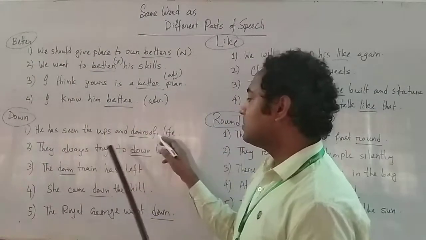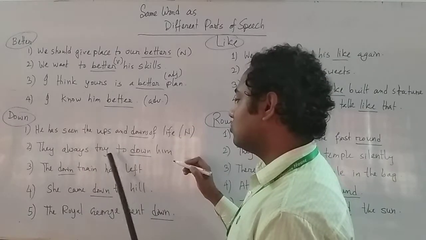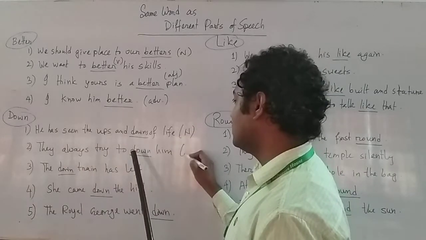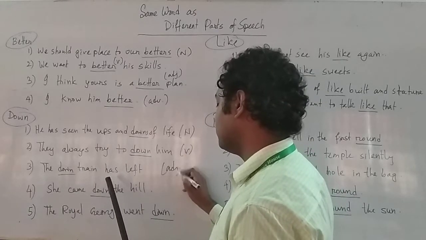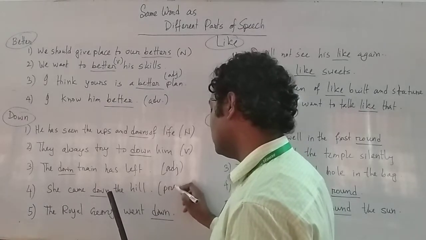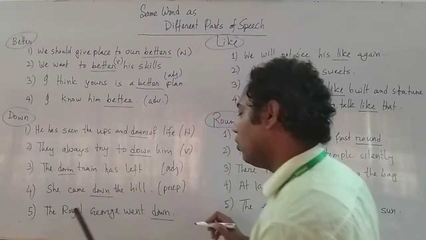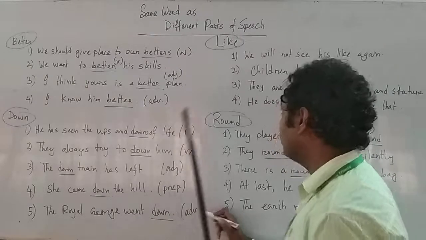So one word has stand out in the different parts of speech. She has seen the ups and downs of life. This is noun. They always try to down him. This is verb. The down train has left. This is adjective. He came down the hill. This is preposition. The Royal George went down. This is adverb.